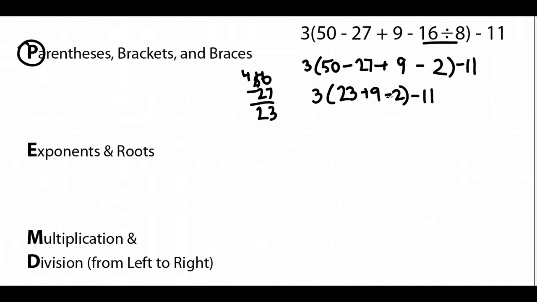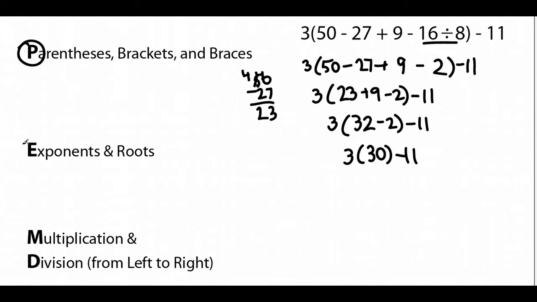Okay, still moving left to right inside our parentheses. We have 23 plus 9, which is 32. Drop it all down. Subtract 11. Alright, now we're still in our parentheses. 32 minus 2 is 30. Again, I'm going to keep that in parentheses because it's showing that we multiply since the 3 is next to it.